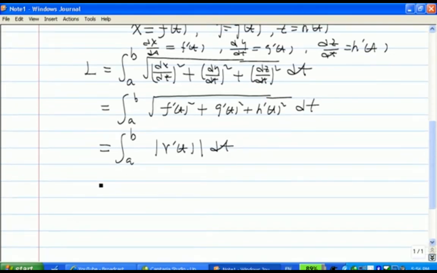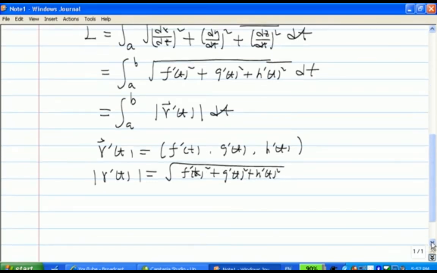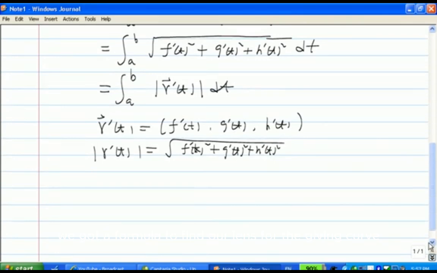Why that? Because r prime of t is a vector. What is r prime of t? r is a vector function, so you take the derivative of each component. And its magnitude is the square root of f prime of t squared plus g prime of t squared plus h prime of t squared. Okay, so we got a formula to find arc length for the given curve.